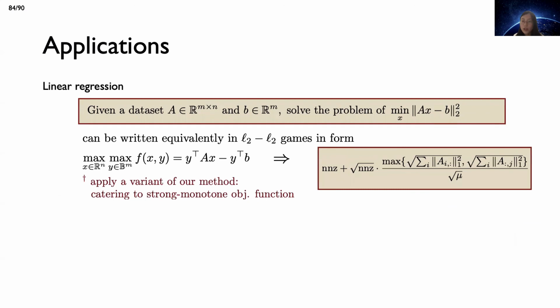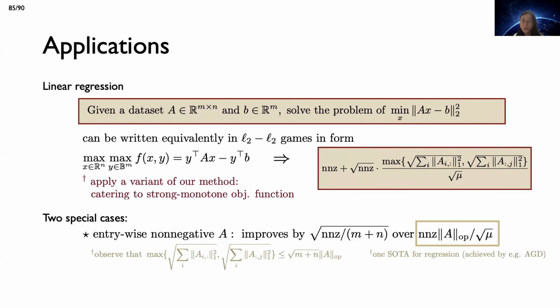For the last application, we show how to apply our L2 minimax solver to solving standard linear regression problems, which can be written equivalently as bilinear games with L2 geometry. Here, when A transpose A is strongly convex with eigenvalues lower bounded by mu, we can also apply the strongly monotone variant of our method to find an approximate solution in time nnz plus square root nnz times this L parameter over square root mu.